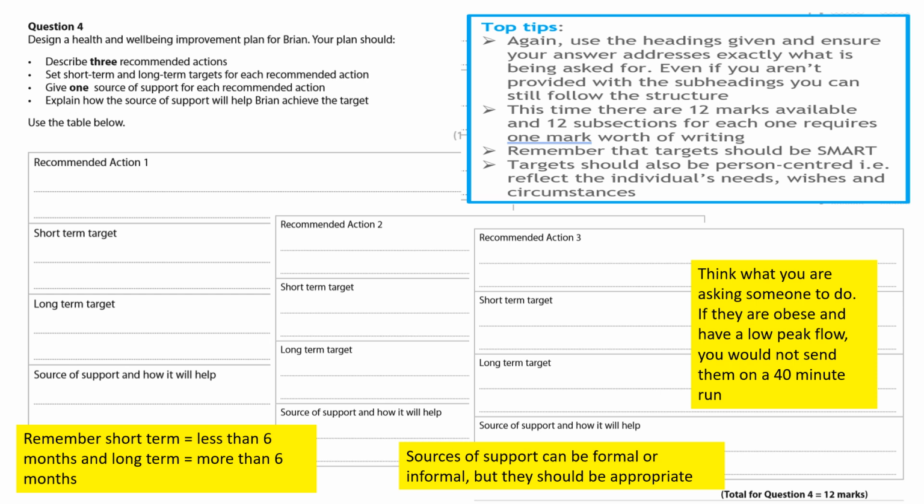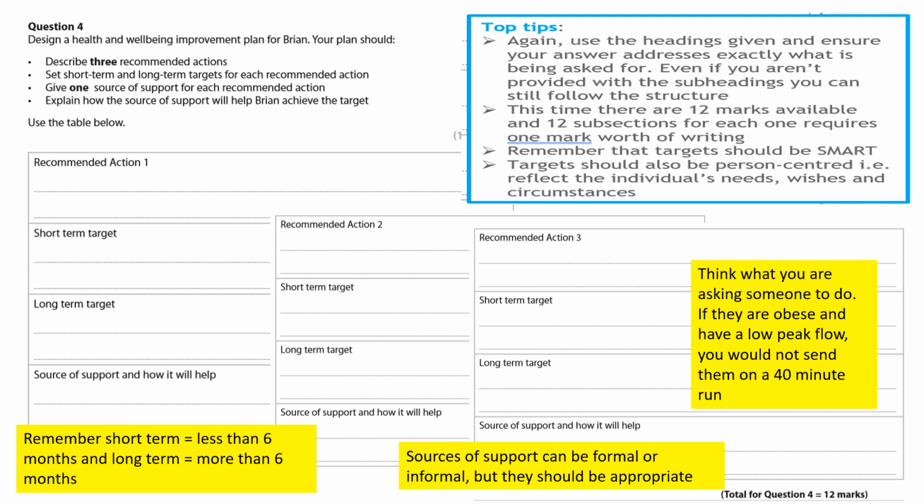Sources of support can be formal, so people that are professional or qualified, trained in their job, such as a nurse or a doctor, or they can be informal, such as a friend or a neighbour, someone that isn't trained. But they should be appropriate to the action that you've given. Think about what you're asking someone to do.